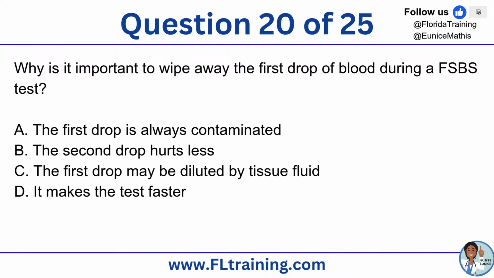Question 20. Why is it important to wipe away the first drop of blood during a FSBS, which stands for finger stick blood sugar, test? Is it A, the first drop is always contaminated? B, the second drop hurts less? C, the first drop may be diluted by tissue fluid? Or D, it makes the test faster? Why do we wipe away the first drop of blood?